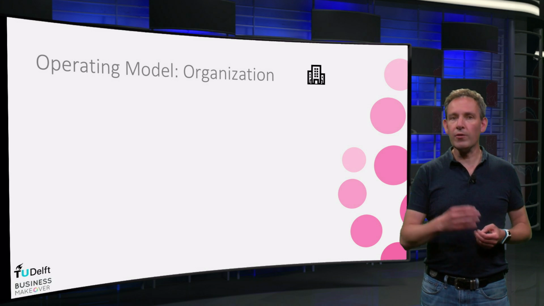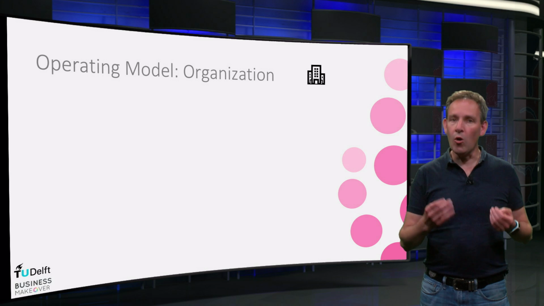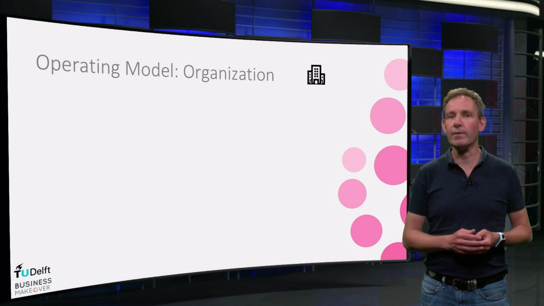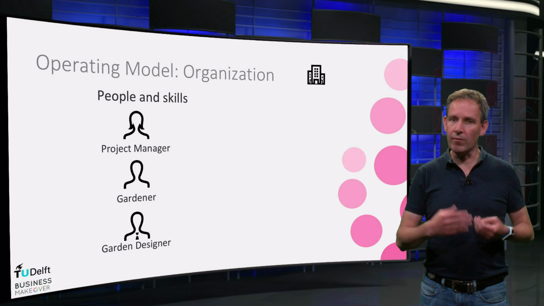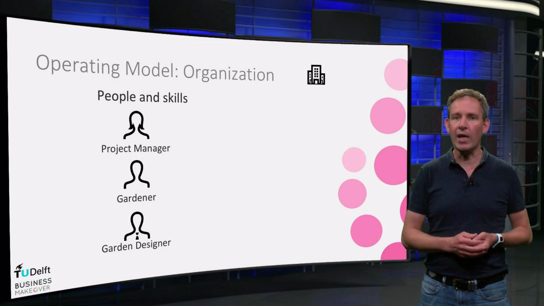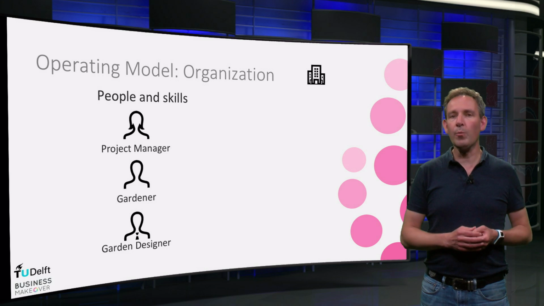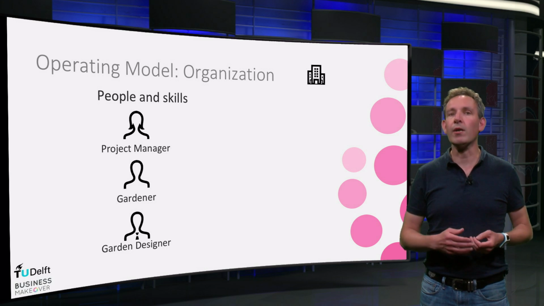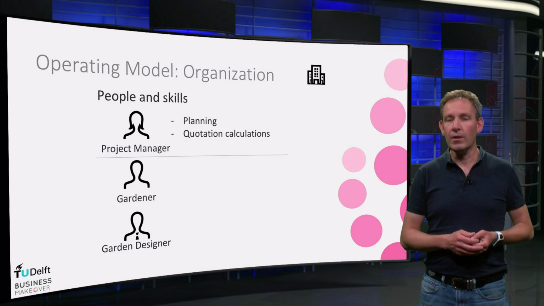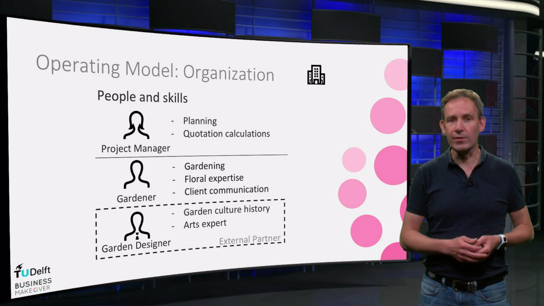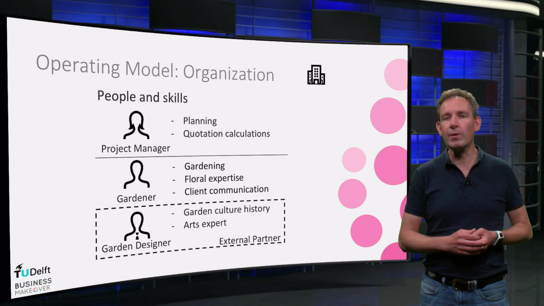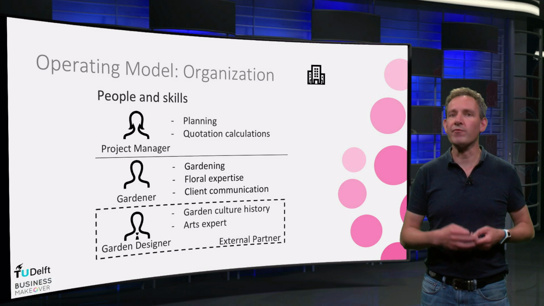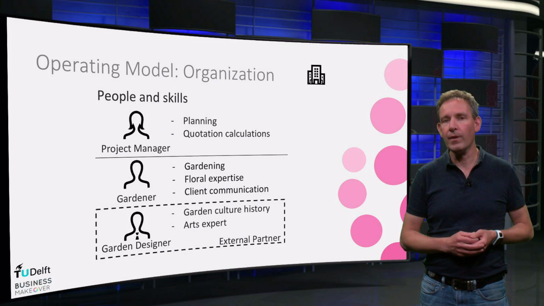Now, the third component. This is about organization. How do you organize your business and the people that do the work? You can create an overview of the functions and roles of people and departments. And for the garden company, you could identify designers and gardeners, and maybe someone calculating quotations. You can include required competences and skills of people involved. And make sure to add also the arrangements that you make with suppliers and partners.